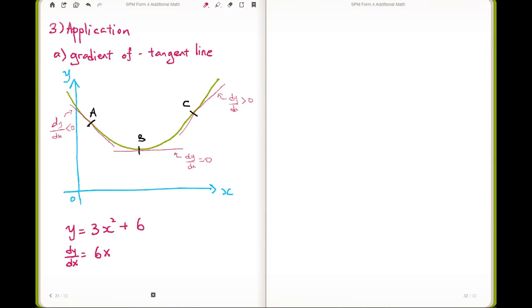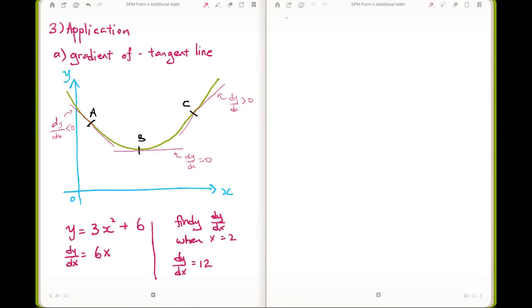Find the value of dy by dx. You want to ask to find the gradient dy by dx when x is 2. So easily, therefore, dy by dx will be equal to 12. You just substitute the value into here and you get the answer. Quite easily done. If you're given a coordinate, then you just substitute x into the equation, you get the answer. Simple.